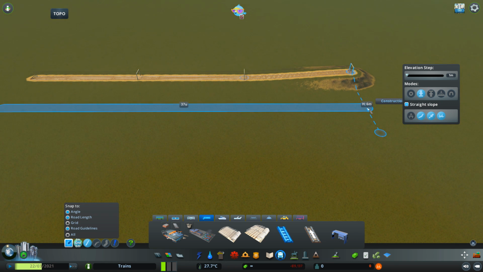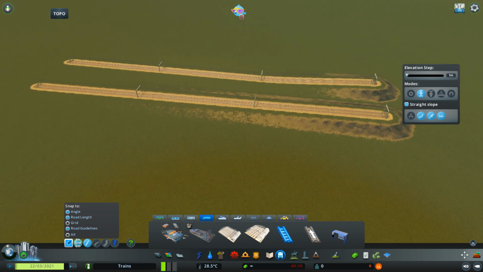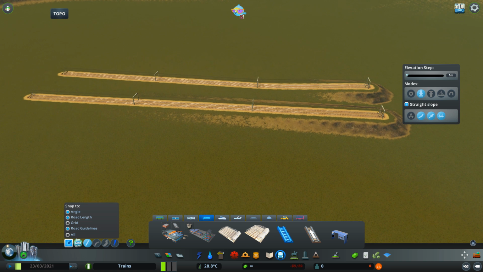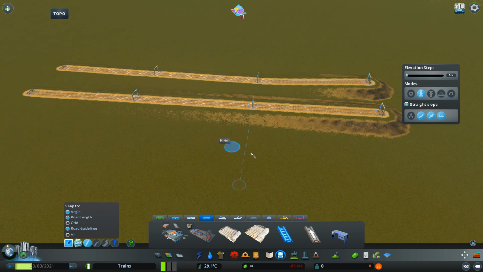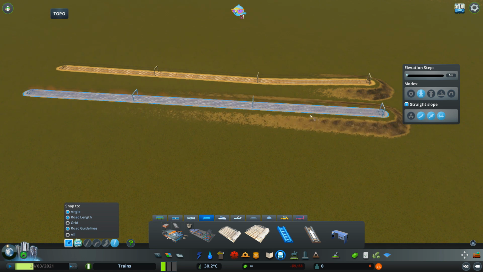So I'll switch on the straight slope feature and build the exact same thing. This railroad is 300 meters long. If I wanted to follow, let's say, 2% grade, I would climb 6 meters. See? Smoothly going up from the starting point. Also, the ability to switch railroad types is very handy as well.